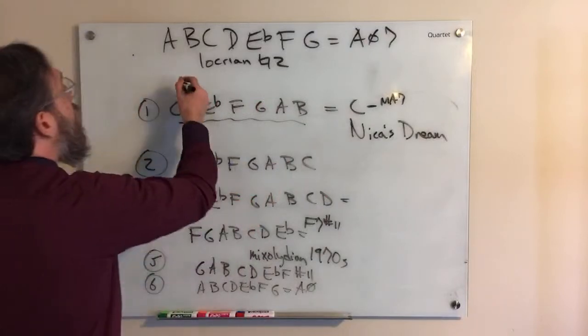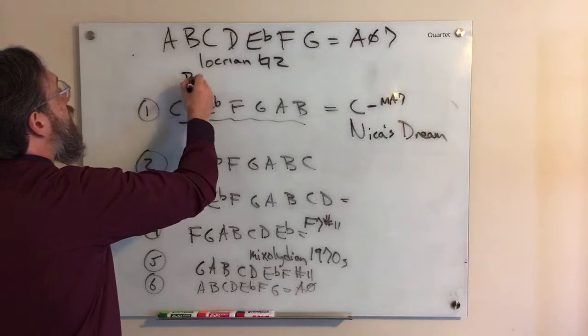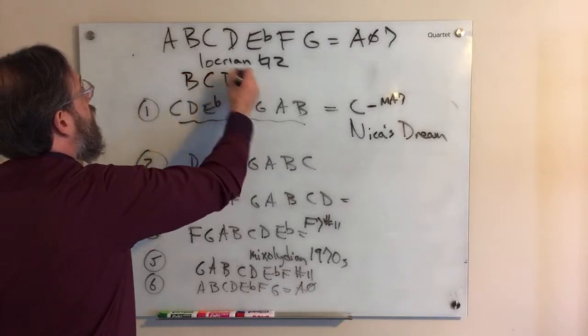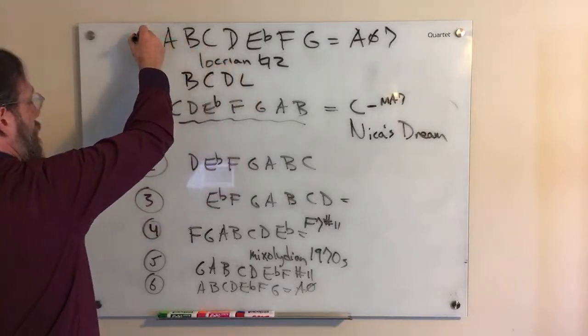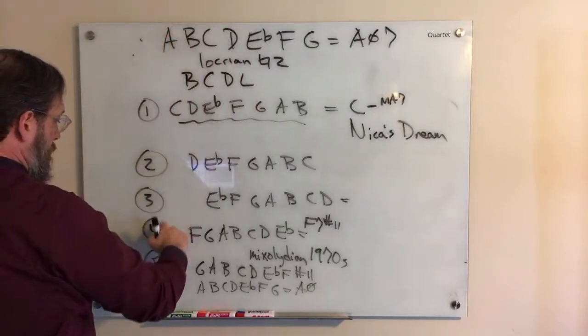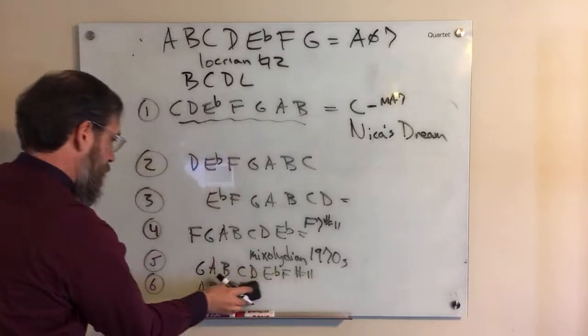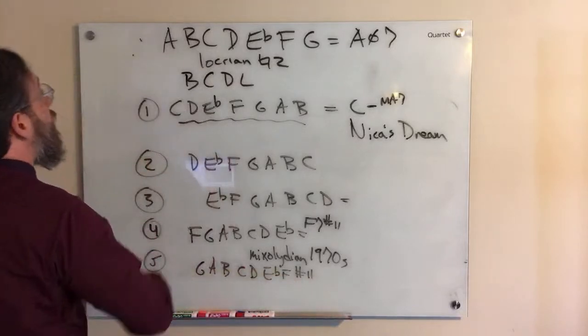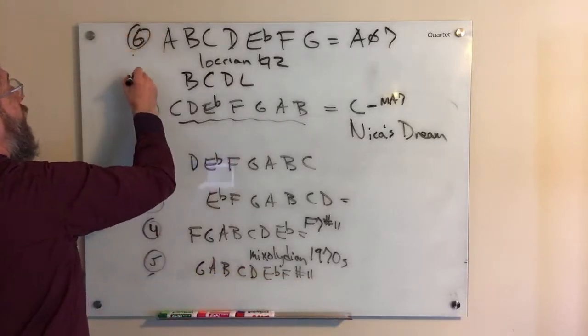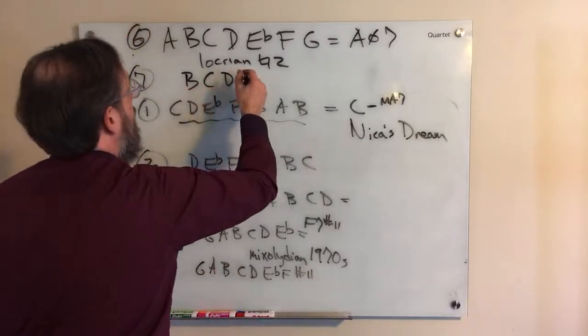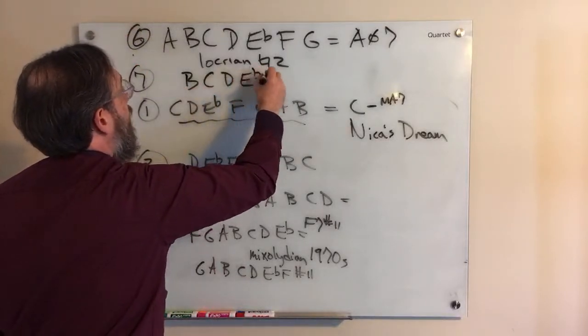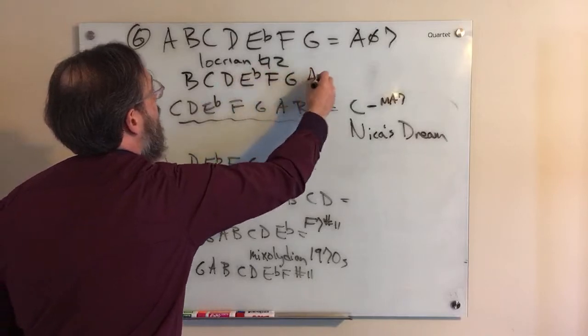And then finally, if we start on B, C, D, this one's used a lot. This would be 1, 2, 3, 4, 5. And I'm going to erase that down here because I copied it up there. 6, that would be the 6th mode. And then finally the 7th mode: B, C, D, E flat, F, G, A. This one's used a lot.